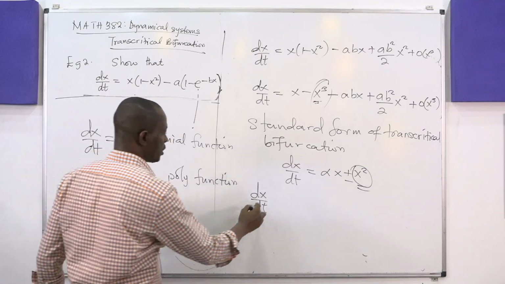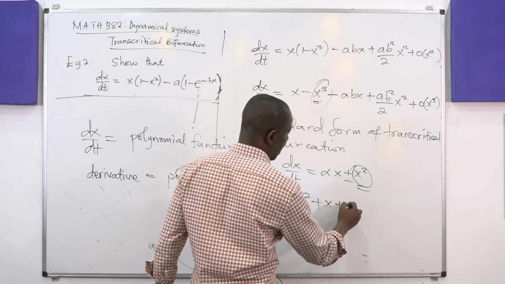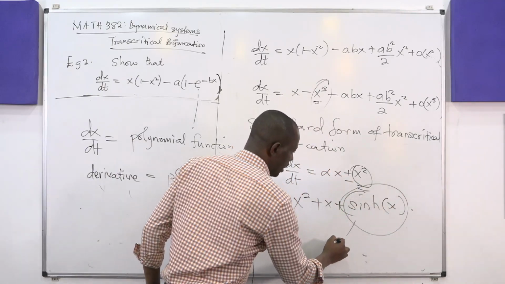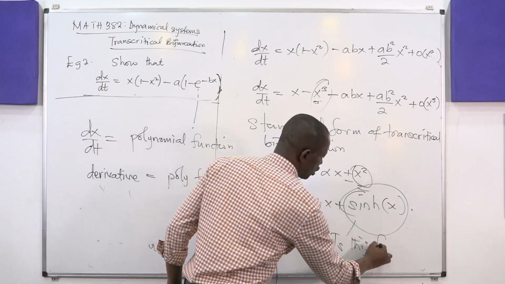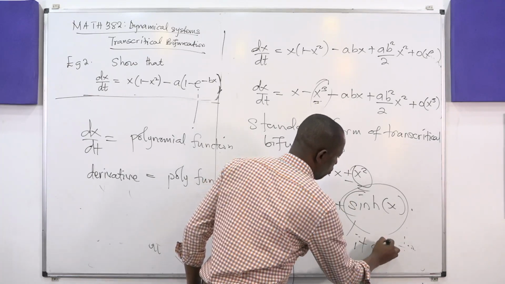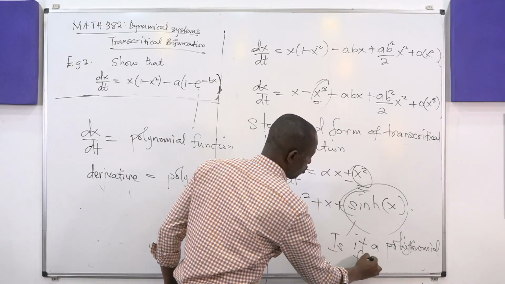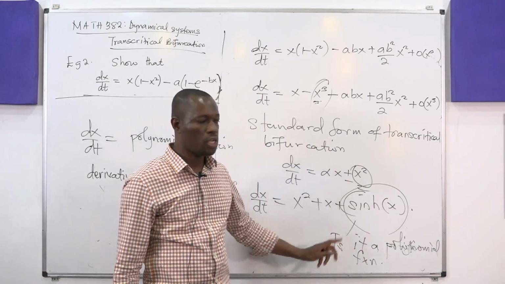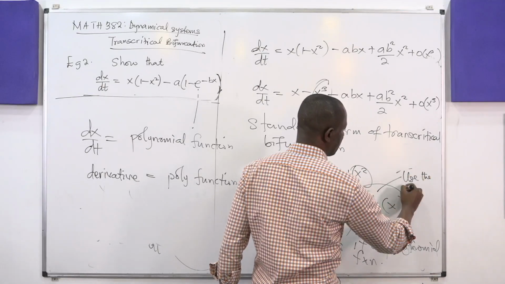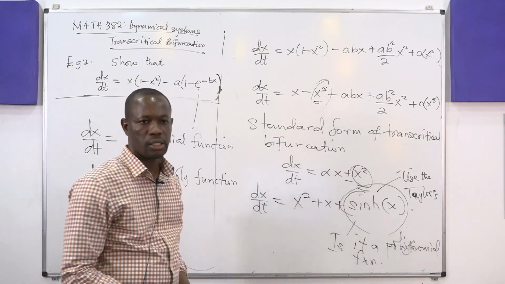So suppose I've given you something like x squared plus x plus sin x. Once you have this, you ask yourself, is this function a polynomial function? Is that okay? If no, it's not a polynomial function, so we have to use the Taylor series to approximate this one, and then come and add. You get it?